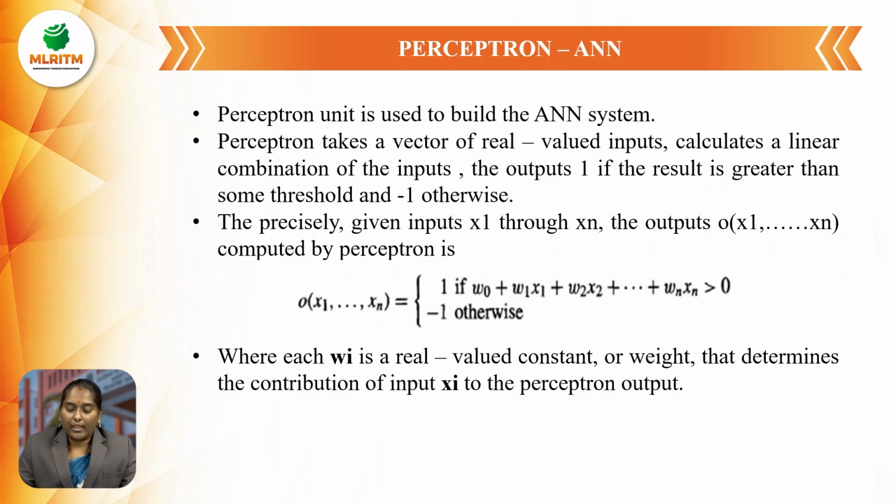Perceptron takes a vector of real valued inputs, calculates a linear combination of the inputs, and outputs 1 if the result is greater than some threshold and -1 otherwise. Precisely, given inputs x1 through xn, the output O(x1, ..., xn) computed by the perceptron is 1 if w0 + w1x1 + w2x2 + ... + wnxn > 0, and -1 otherwise, where each wi is a real valued constant or weight that determines the contribution of input xi to the perceptron output.